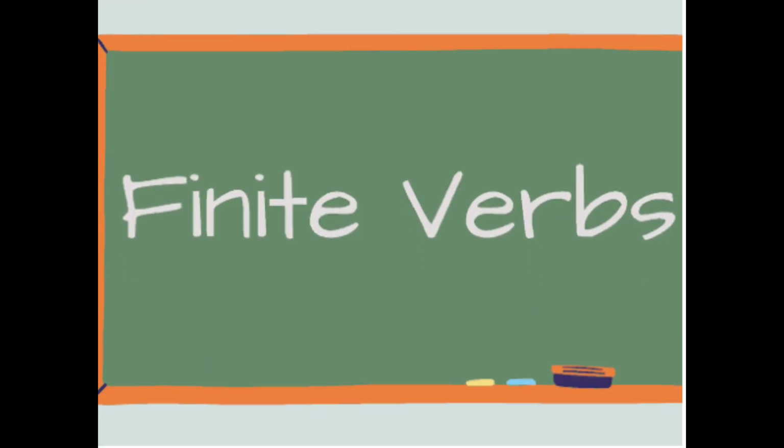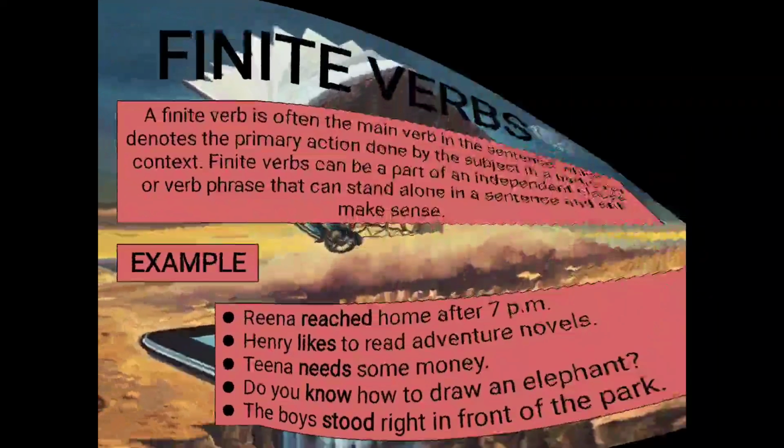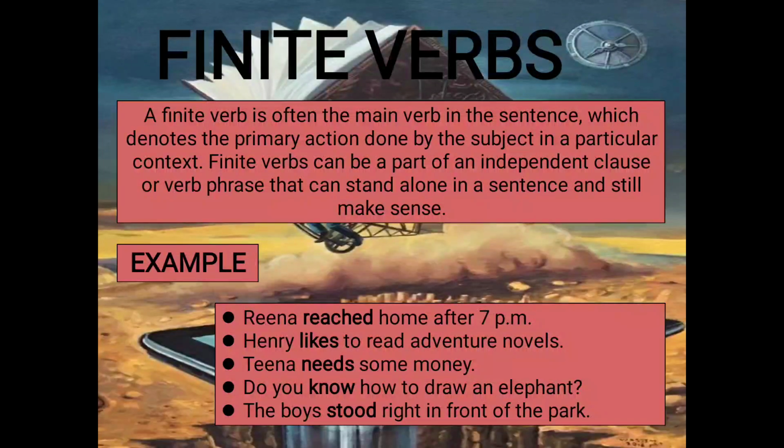Today I will discuss finite verbs, their types, and rules. What is a finite verb? A finite verb is often the main verb in the sentence, which denotes the primary action done by the subject in a particular context. Finite verbs can be part of an independent clause or verb phrase that can stand alone in a sentence and still make sense.